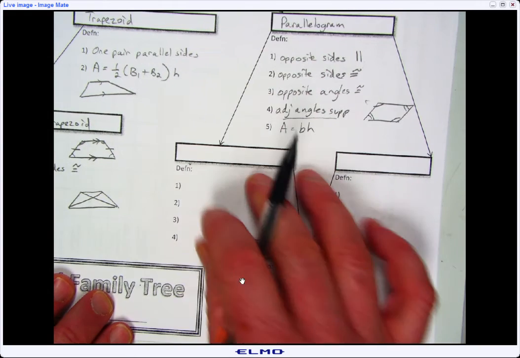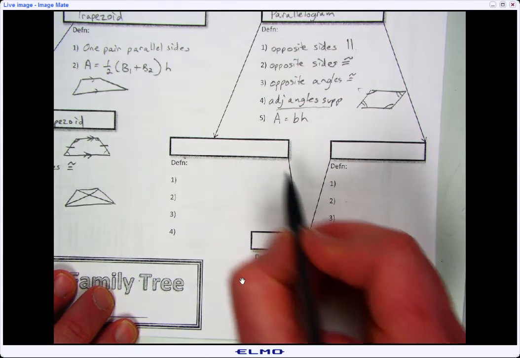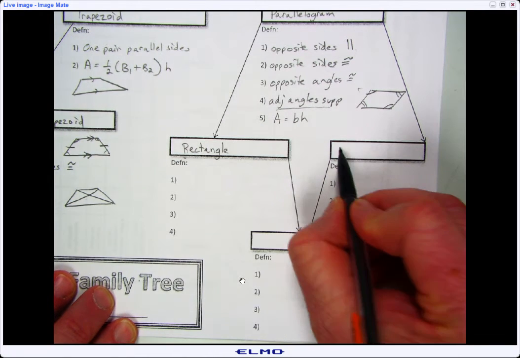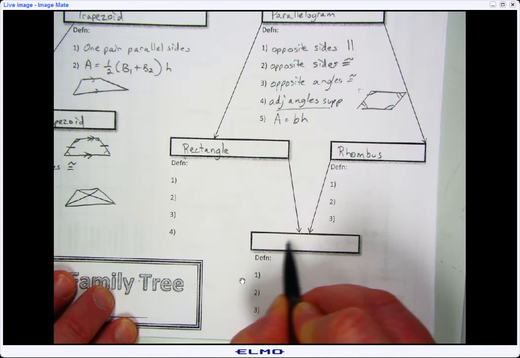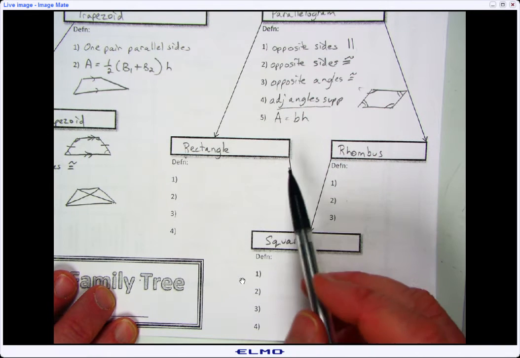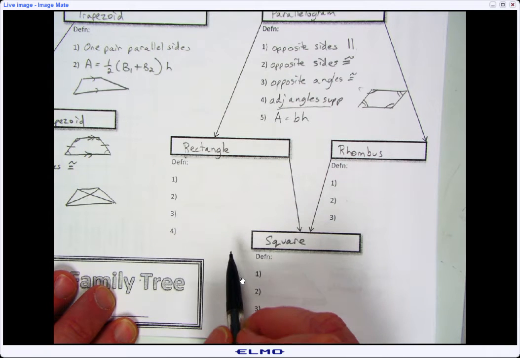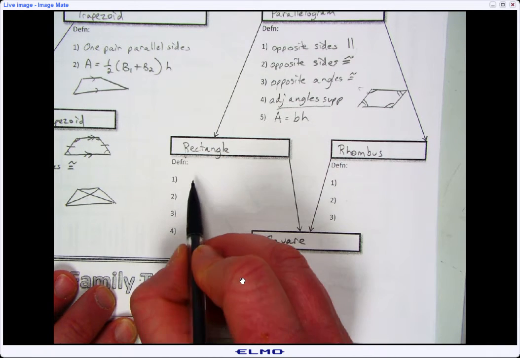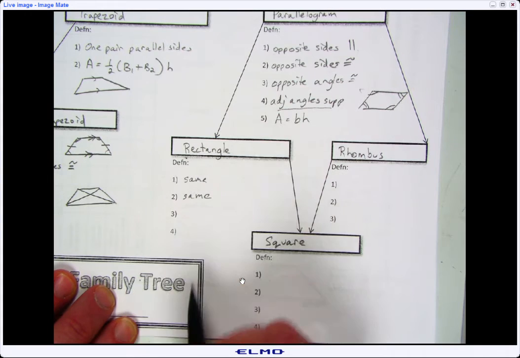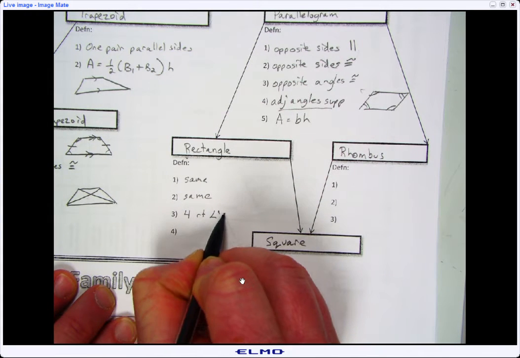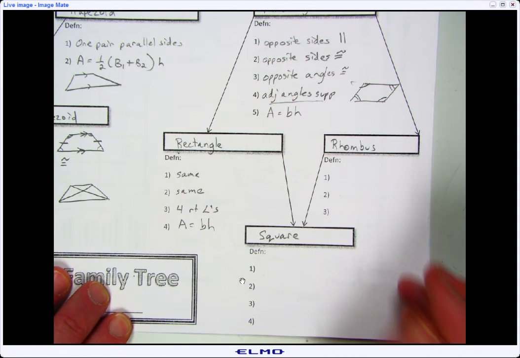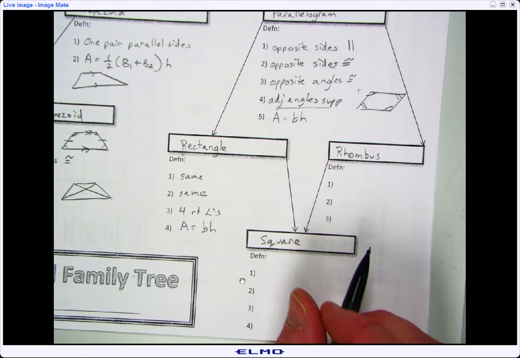Now, anything that falls underneath this category is also a parallelogram. So we have rectangle, rhombus, and the square. So rectangle, our key defining point is 4 right angles, because everything else is the same as a parallelogram. So same, 4 right angles. And the area of a rectangle is also the same, base times height. We'll do area a little more specifically later. This just helps to concentrate this all together.